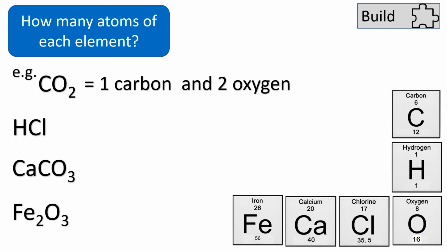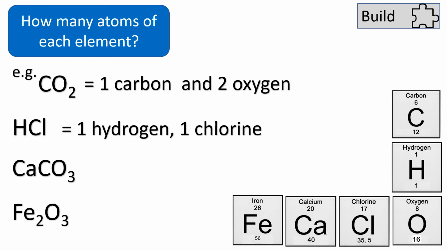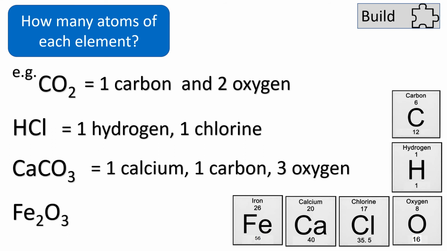Okay, so the first one was done for you there. Carbon dioxide, CO2, I have 1 carbon and 2 oxygen. For HCl, I have 1 hydrogen and 1 chlorine. For calcium carbonate, I have 1 calcium, 1 carbon and 3 oxygen. And for iron oxide, I have 2 iron and 3 oxygen.